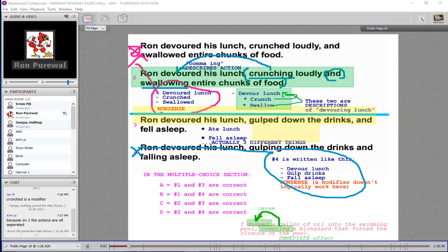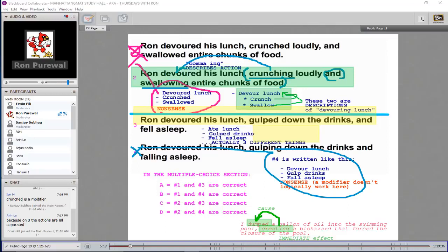Dash. Sorry. I didn't mean to erase that line. Let me put that line back.